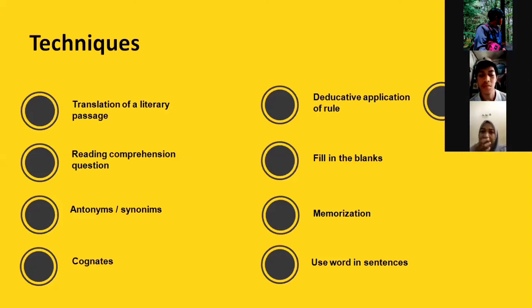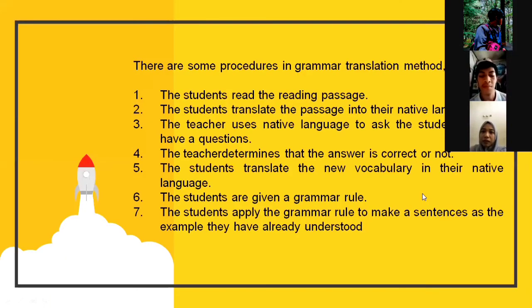And next slide. And actually, the teaching procedure of GTM has principles that distinguish it from other methods, and it has seven procedures. In the seven procedures, the student reads the reading passage. Back to the technique, the first is reading a literary reading passage.